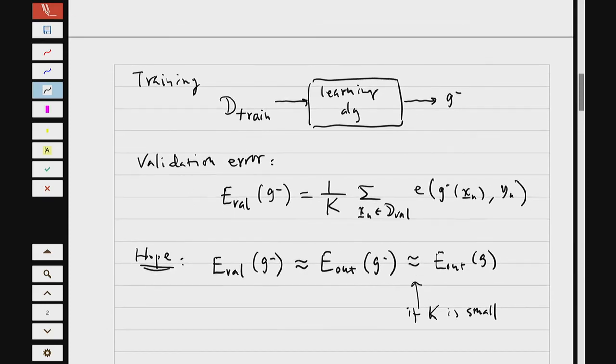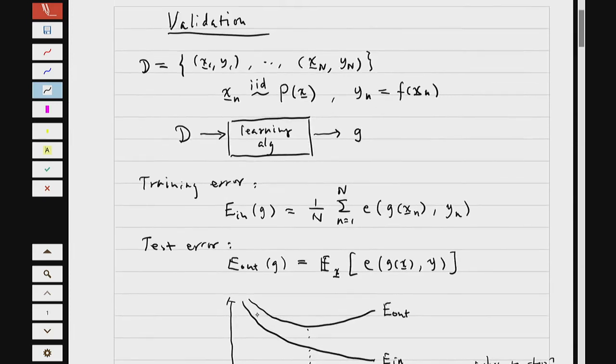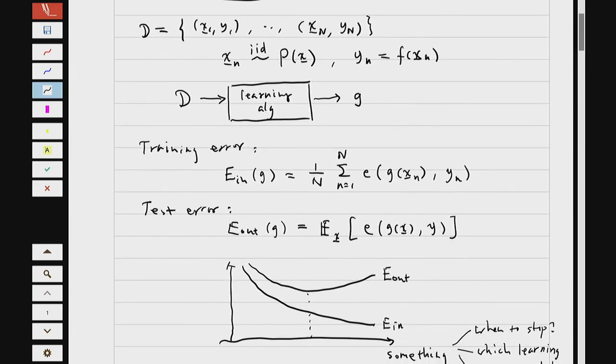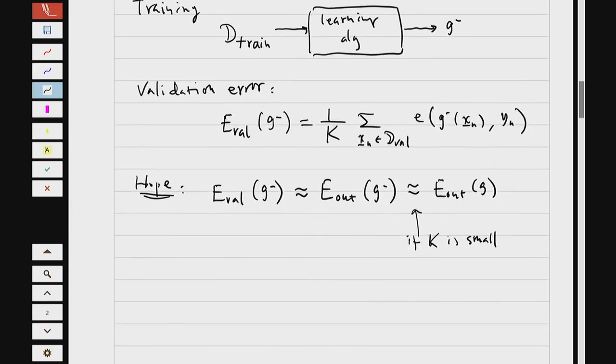G minus is this one, using your training data set. Remember G at the beginning? That's the G, our full data set. So basically, the second part means that we don't want to pay too much penalty for using validation. Therefore, if K is small, if you don't throw away too many data points to set aside for validation, then we don't pay too much penalty.